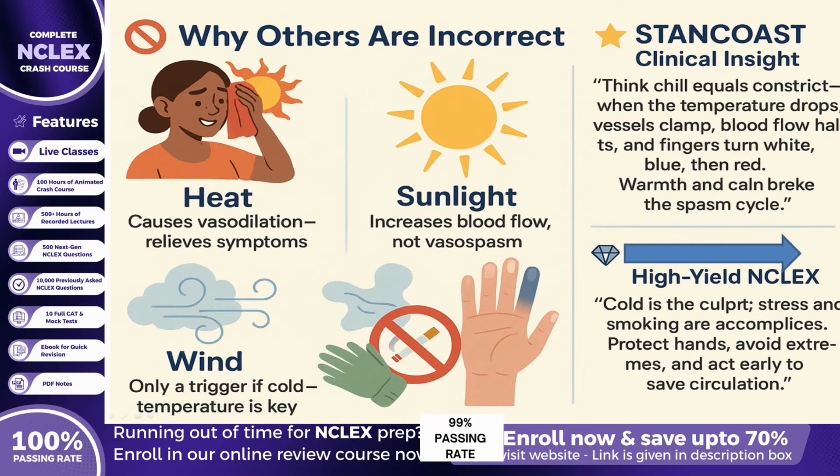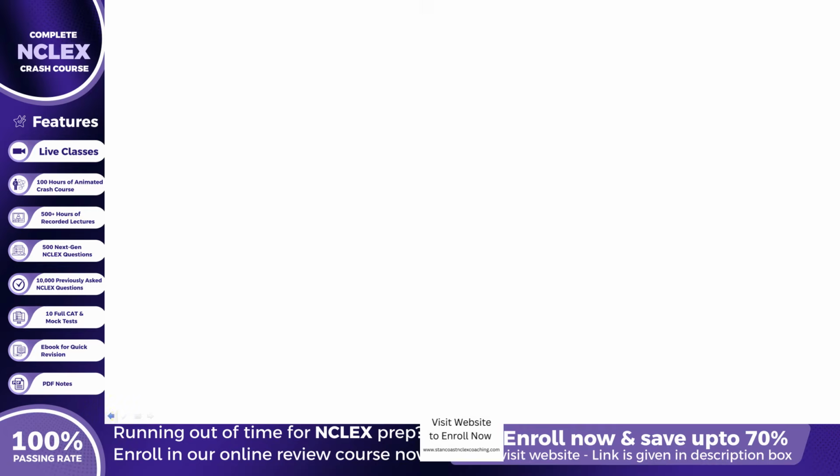Analyzing the incorrect options provides additional insight. Exposure to heat actually promotes vasodilation, which helps relieve symptoms rather than trigger them. Similarly, sunlight exposure increases blood flow through local vasodilation, which may worsen conditions like lupus, but not Raynaud's disease. Lastly, while exposure to wind can feel uncomfortable, it does not directly cause vasospasm unless it is a cold wind, meaning the true trigger is temperature, not air movement.